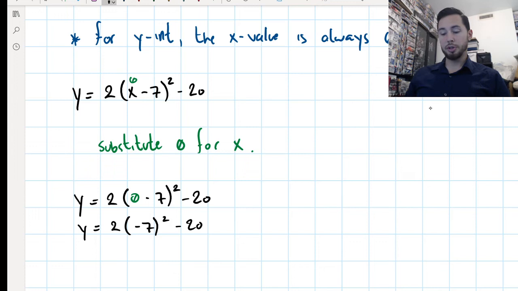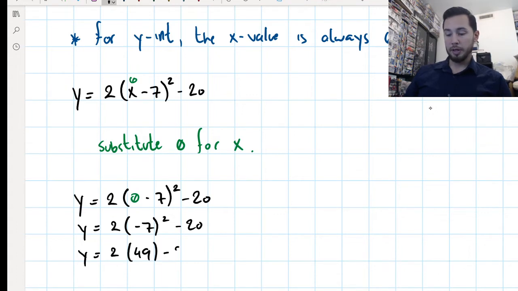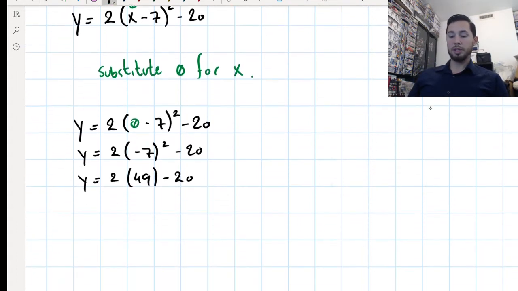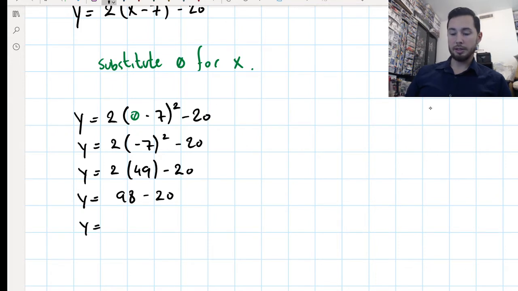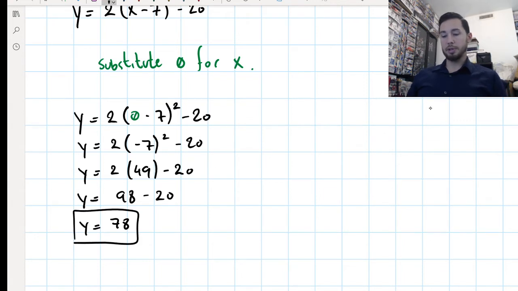Following order of operations, the next thing I'll do is my exponents. So I'll do negative 7 squared, which is the same thing as negative 7 times negative 7, and that will give me a positive 49, and the rest remains the same. So I have 2 times 49 minus 20. So y will be equal to 2 times 49 is 98 minus 20, and 98 minus 20 is going to be 78. So my y-intercept in this case will be 78.